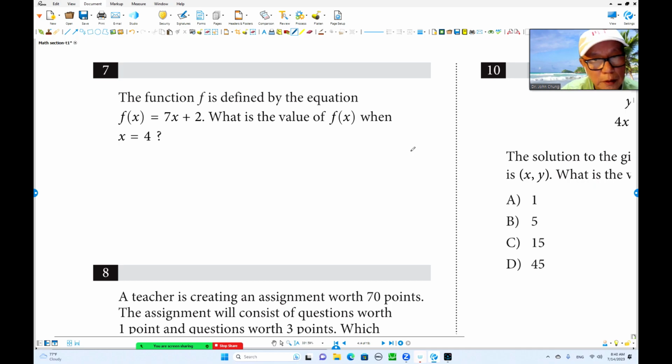All right. When x is 4, what is the output? Okay, they ask you to find this, okay? You don't need any work. Yes. 7 times 4 plus 2, everyone knows that. That is 30, okay?